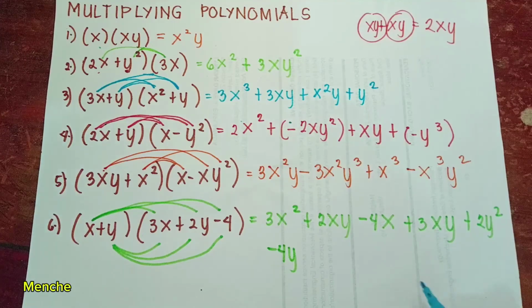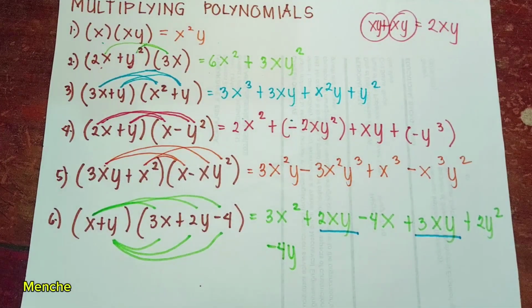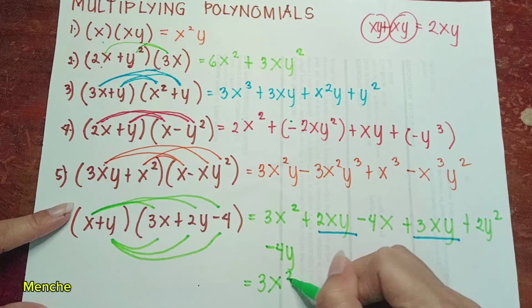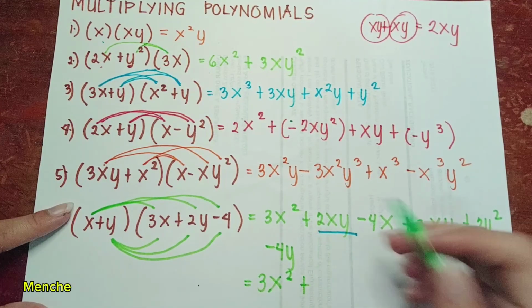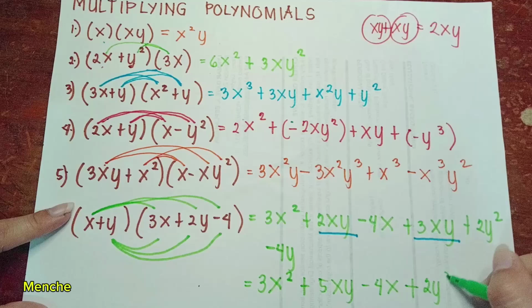As we can see, we have two like terms here, the 2xy and 3xy. So we need to add them in our final answer. Our final answer is 3x squared, 2xy plus 3xy, that is 5xy, minus 4x plus 2y squared minus 4y.